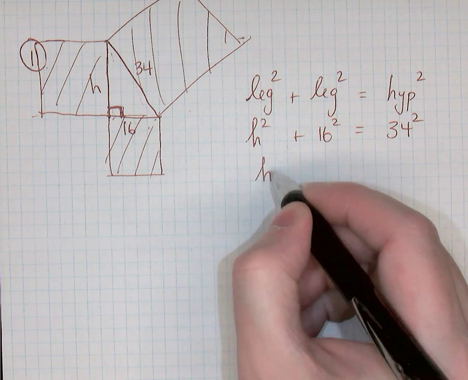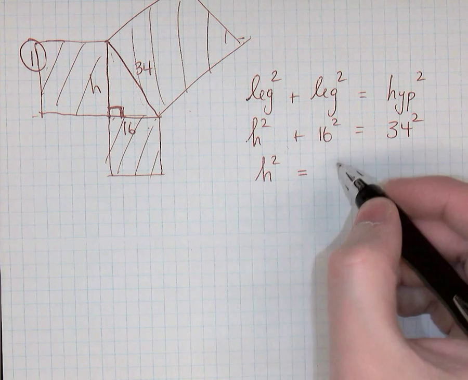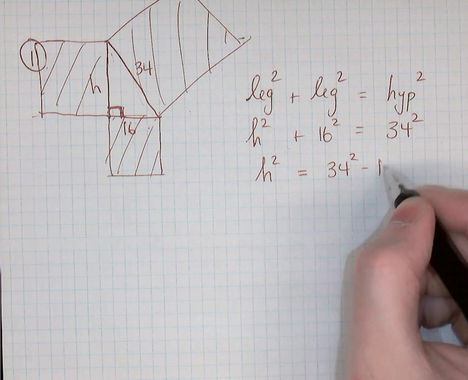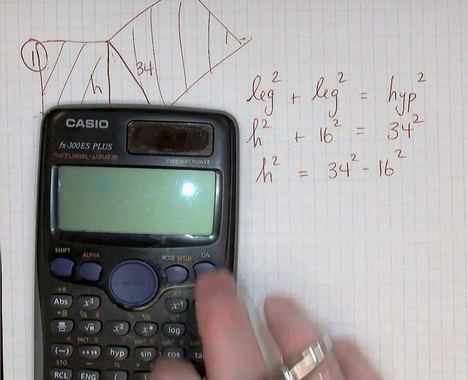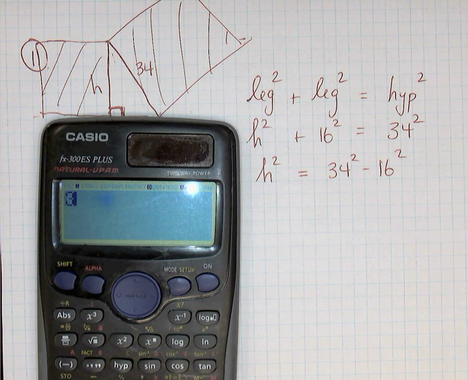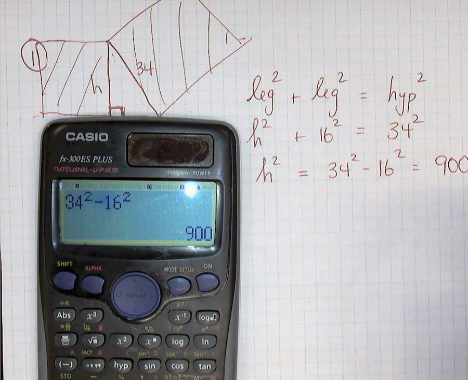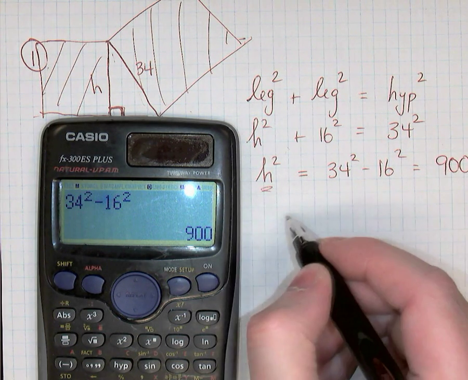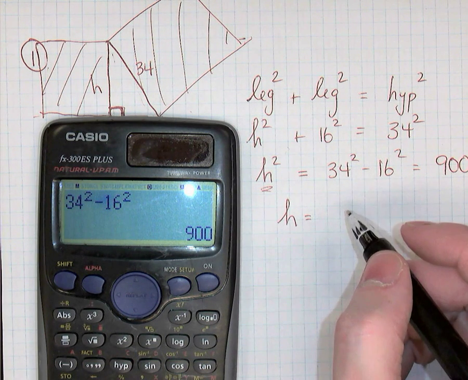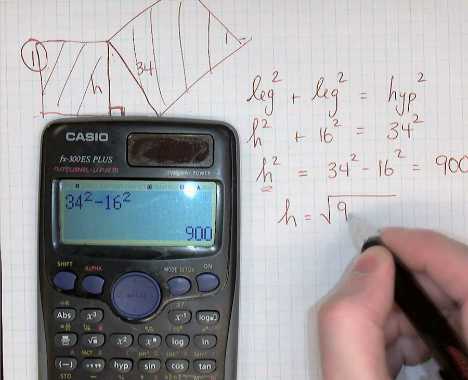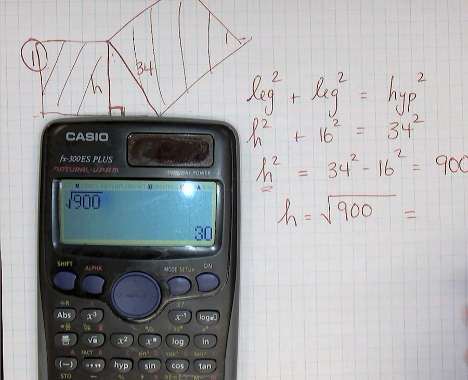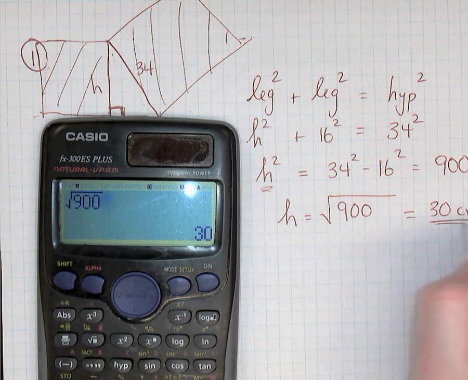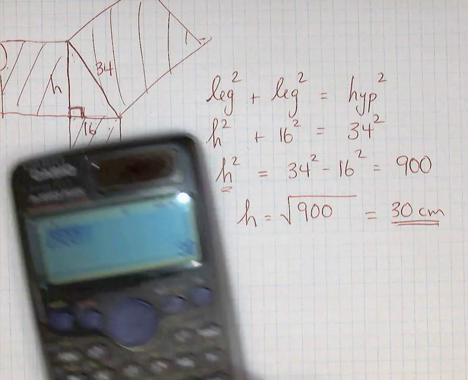And so solving, we can put h squared by itself by subtracting the 16 squared. So 34 squared minus 16 squared. Of course, you could evaluate that if you want and put other numbers in there, but I'm just going to do it once on the calculator. So 34 squared, take away 16 squared, equals 900 square centimeters, and that's h squared. So therefore, h, the height of the triangle, the height of our cone, will be the square root of 900, which is going to equal 30. The square root of 900 is 30 centimeters. So there's the height of our cone.